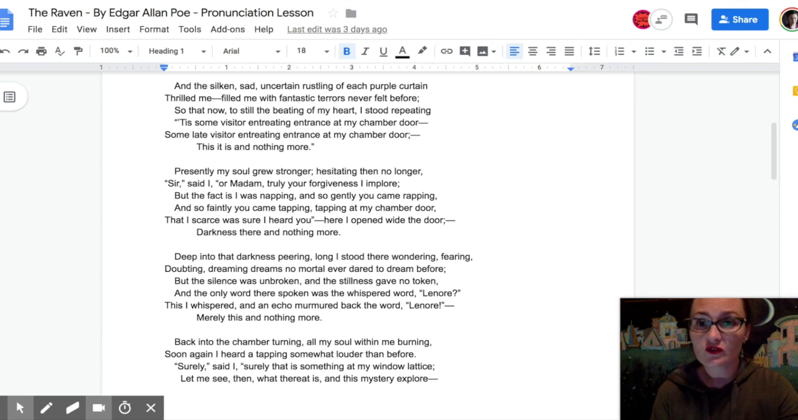So, for example, for some people, the S's: "silken, sad, uncertain, rustling." There's a lot of S there. TH: "thrilled me, filled me with fantastic terrors never felt before." For people who have difficulty with TH, this would be a good spot to focus on the TH sound, and then the F sound, and then the T sound, being thrown in all together. These are oftentimes trouble areas for people, speakers of Indian languages, especially.